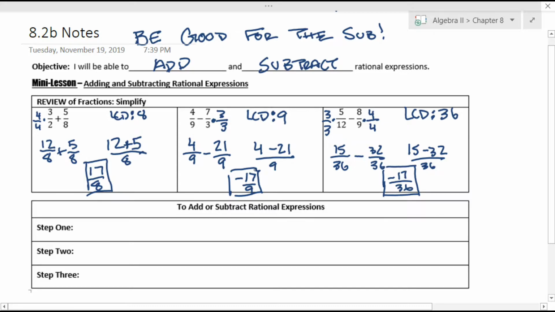When we add or subtract rational expressions, we follow 3 steps. First, we're going to find the least common denominator, or LCD. This will enable us to get the bottoms being the same. Second, we're going to rewrite the expression with that LCD.